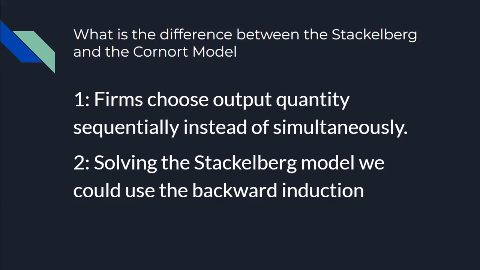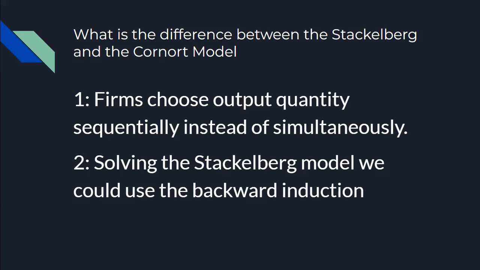Now, there are similar models called the Cournot model, but there are also some differences. Firstly, as I said before, in the Stackelberg model the two firms choose output quantity sequentially, but in the Cournot model, those two firms choose output simultaneously rather than sequentially.